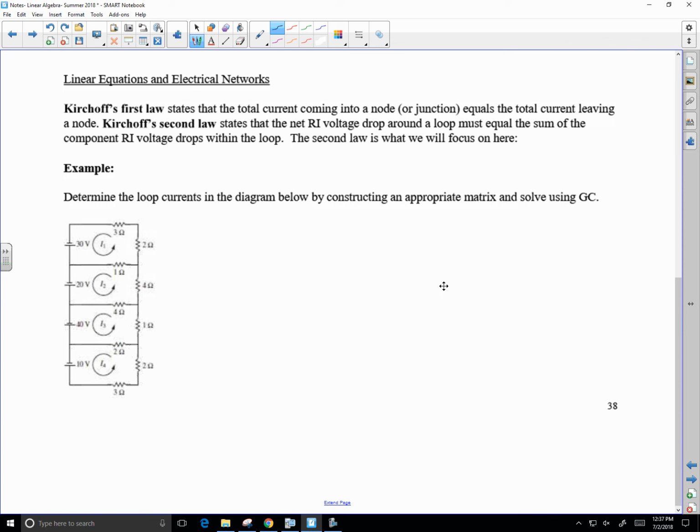The second law states that the net voltage around a loop must equal the sum of the component voltage drops within the loop. So this is the second law, really, more than anything else. Basically, what it's saying is that it's a balanced system, and we have to maintain the equilibrium, I guess.